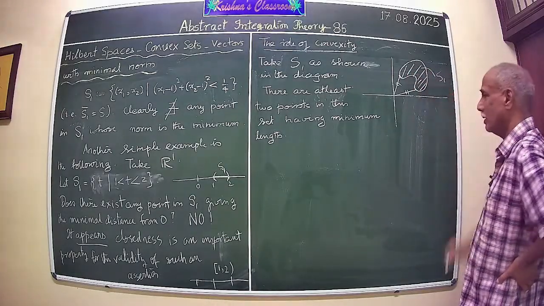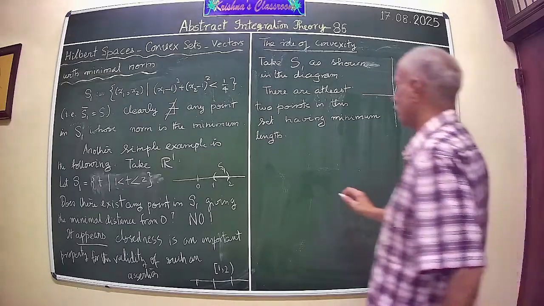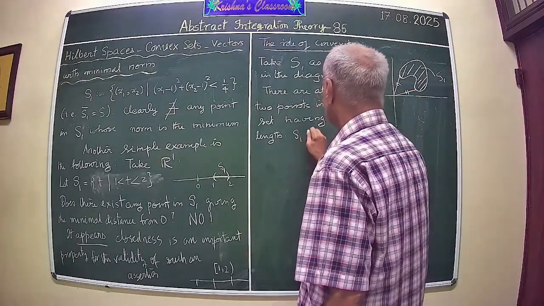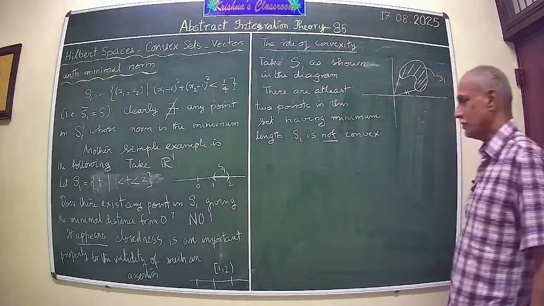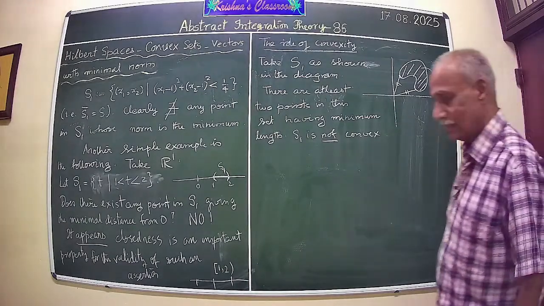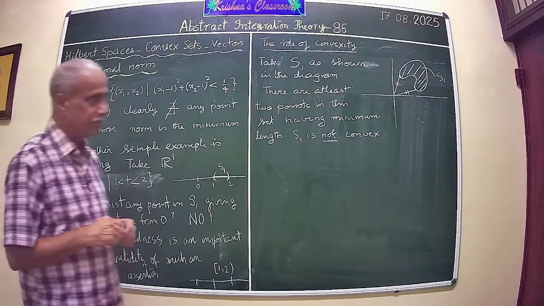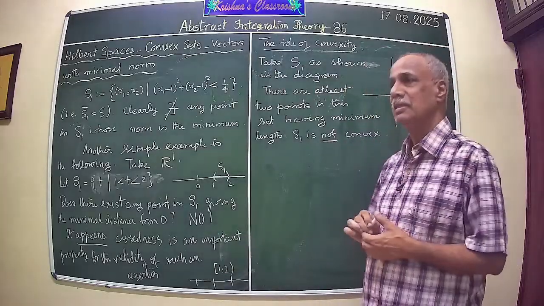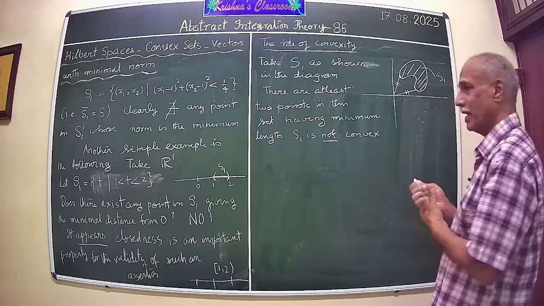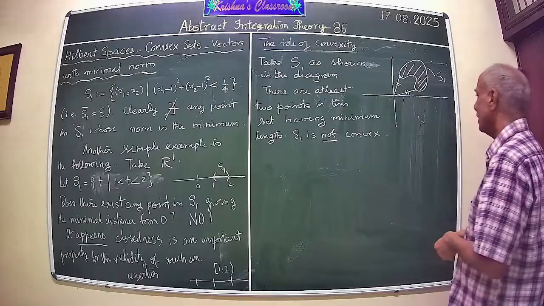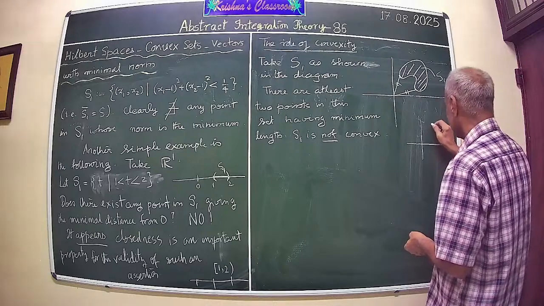My picture may not be exact, but you get the point. The point is this S1 is not convex. So if S1 is not convex, there may exist a minimal point, or a vector with minimum norm, but there may be more than one such vector. So the uniqueness cannot be guaranteed.